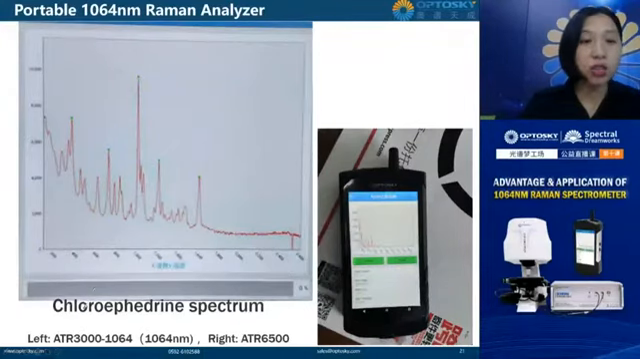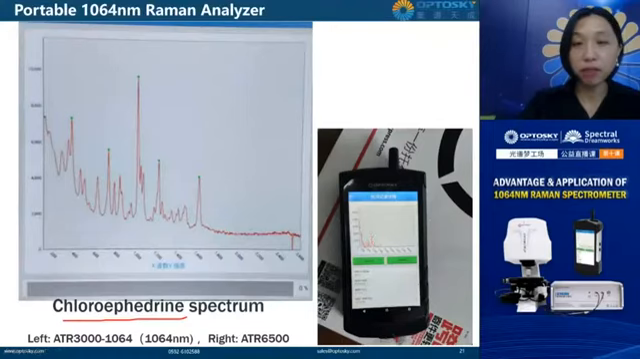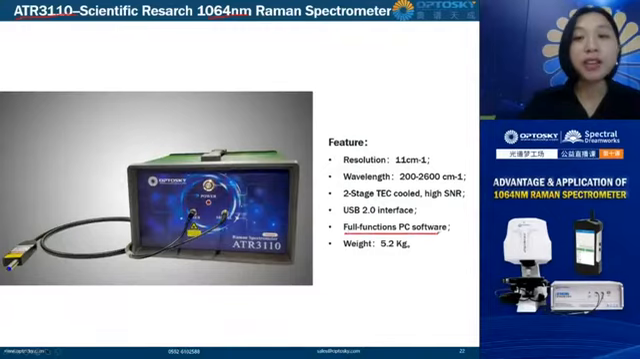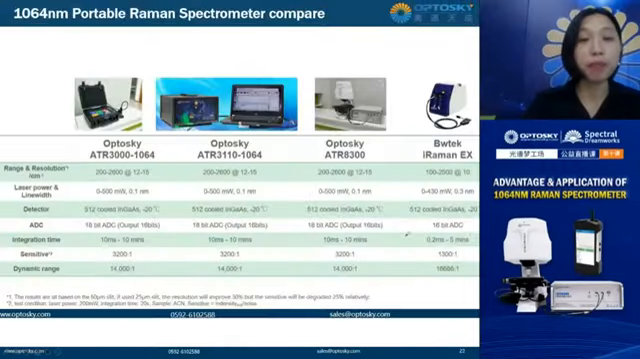And this is a chlorephrine spectrum. Using ATR 3000, the signal is very good. But if you use 785, the signal is very weak. And also we have a desktop ATR 3110 scientific research 1064 nanometers Raman spectrometer. And it can fully have PC software, because Optosky has launched the most advanced PC software, and also the weight is only about 5 kilograms.